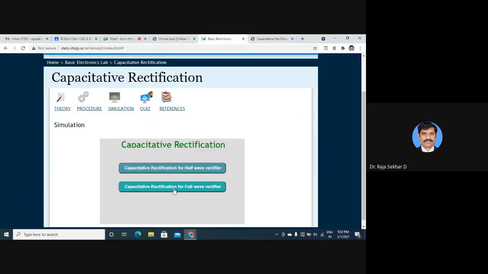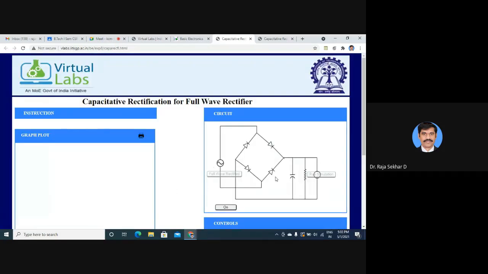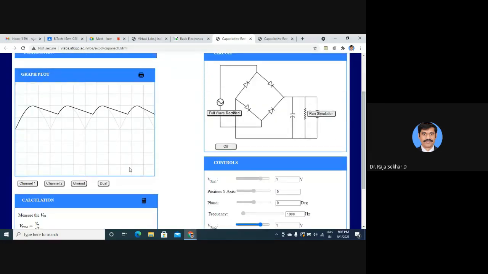Similarly, capacitive rectification with full wave rectifier. Same procedure. Here, the capacitor and resistor values are already fixed. You just have to turn on the circuit. Full wave rectifier output. Run simulation. So this is channel 1, full wave rectifier output. Channel 2 is with filter. If you want to observe both without filter and with filter, use dual mode.